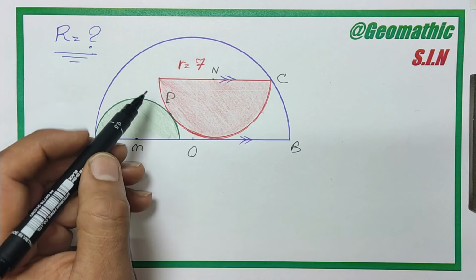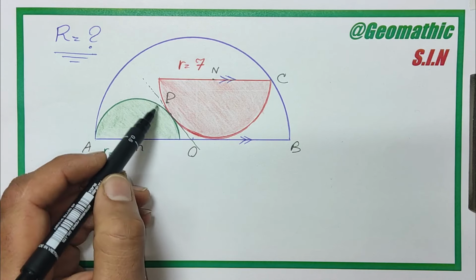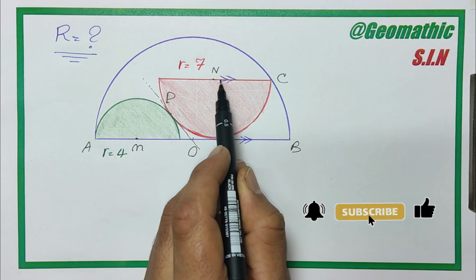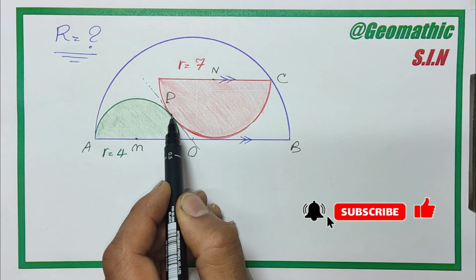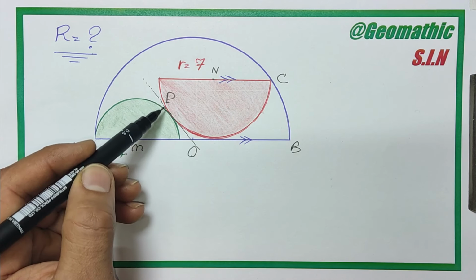So a straight line through P like this is tangent to both semicircles. So the radii, this radius and this one, at the contact point are perpendicular to this line. I draw them and explain again.